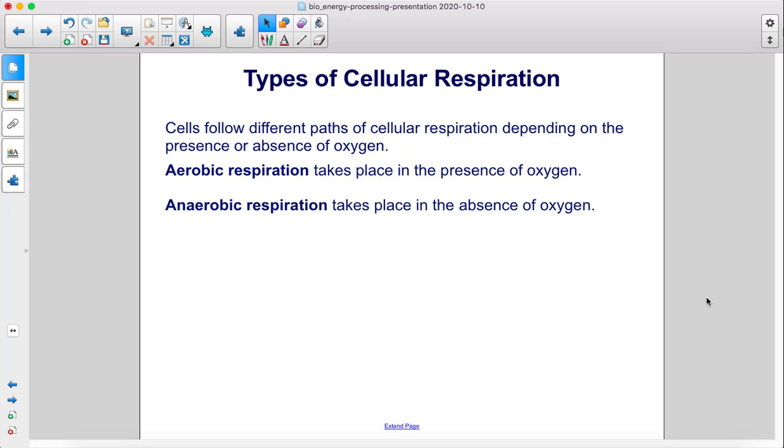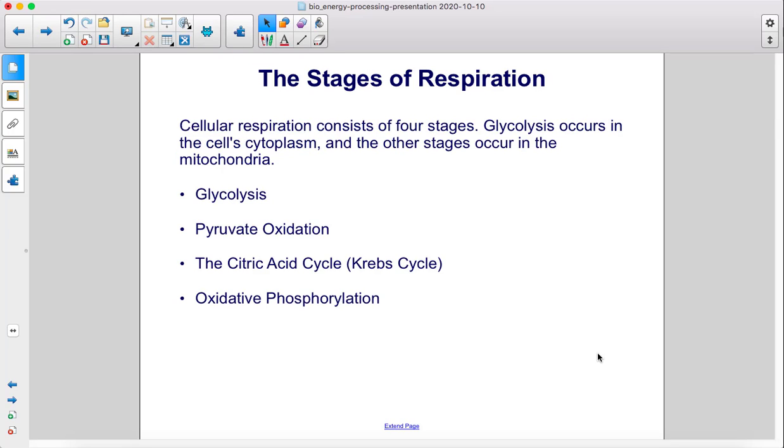Cells follow different paths of cellular respiration depending on the presence or absence of oxygen. Aerobic respiration takes place in the presence of oxygen. Anaerobic respiration takes place in the absence of oxygen. Cellular respiration consists of 4 stages.